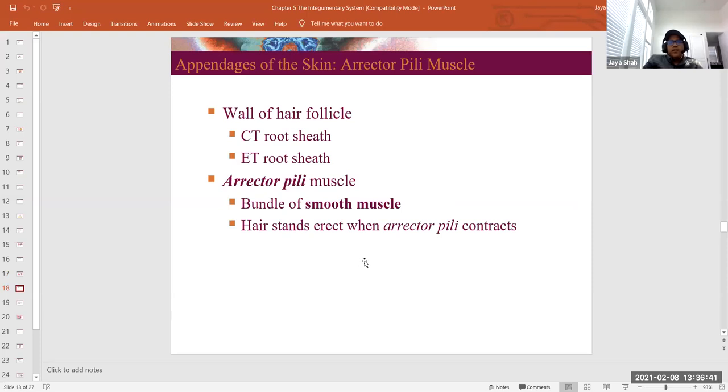Another appendage of the skin is erector pili muscles. What kind of muscle is that? Skeletal, cardiac, or smooth? Smooth. Okay. So now we talked about the wall of the hair follicle, root sheath, external root sheath, erector pili muscle. This is a bundle of smooth muscle, and the hair stands erect when the erector pili contracts.